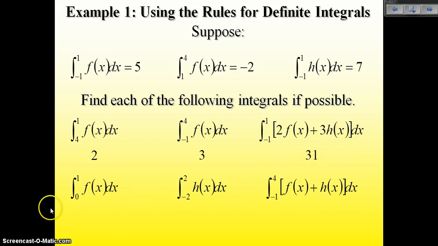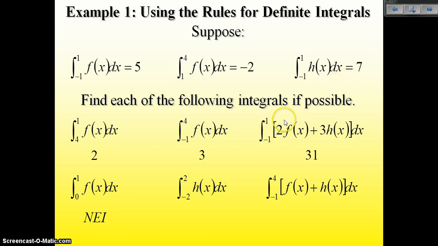Now we come down here and we have the integral from 0 to 1. And what I hope you notice is that these use limits of integration that are not dealt with up here. There's nothing up here that gives us any kind of information about f going from 0 to 1. Therefore, on this one we say there is not enough information. NEI, not enough information. Sorry for my laziness there, but I didn't want to type all that out. NEI.